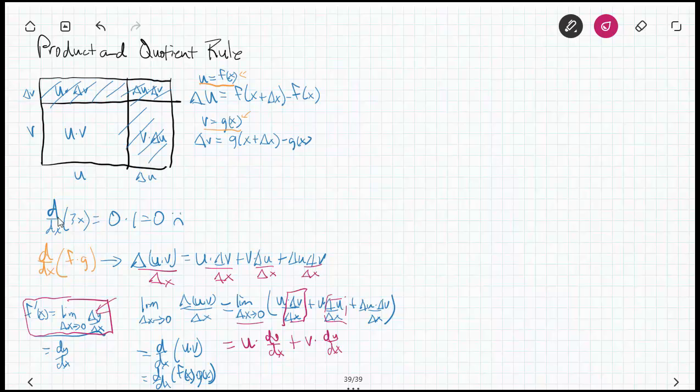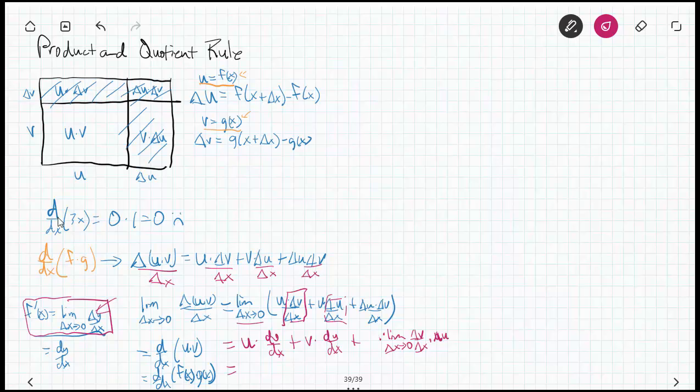Now, this one's a little trickier. We got to talk a little bit about this. So what I'm going to do is write this as delta u times the limit as delta x goes to 0 of delta v over delta x. Sorry, I got a little crazy there. What am I doing with my delta u there? We're going to put that guy inside. I want my delta u right there, because the limit of the product is the product of the limits.